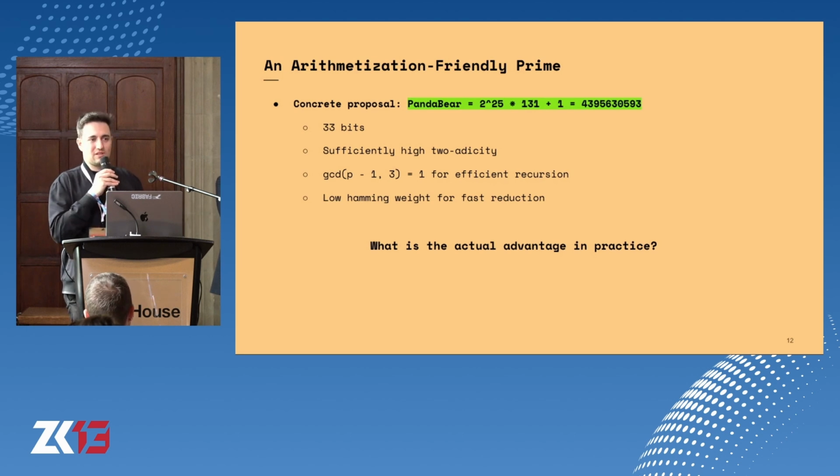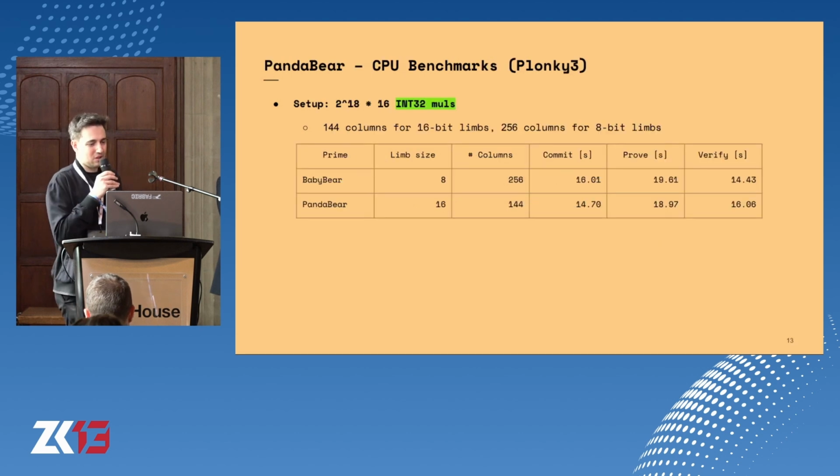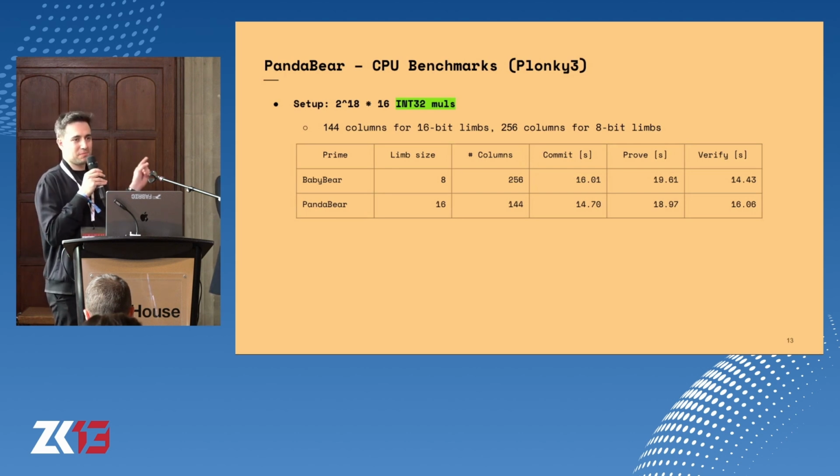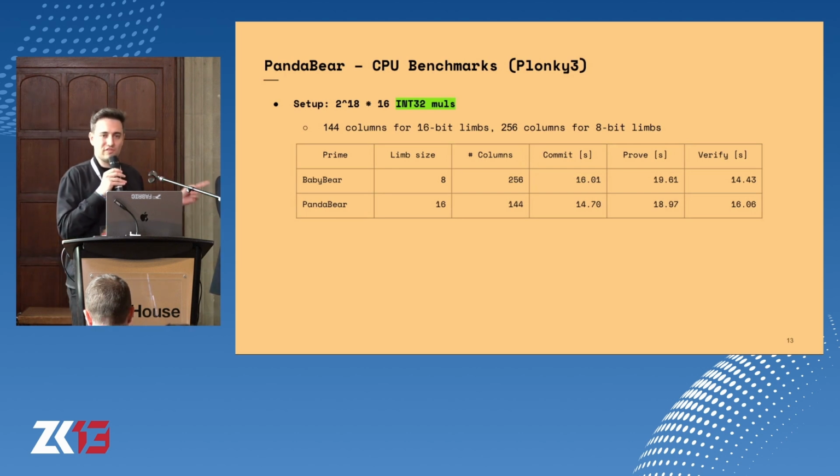All right, so what's the advantage in practice? So what happens if you actually do that? Well, what's the setup? The setup is we have 2 to the 18 rows. We have in each row 16 integer 32 multiplications, so we try to simulate those. And it's very important to note here that these are benchmarks, the CPU benchmarks from Plonky3.